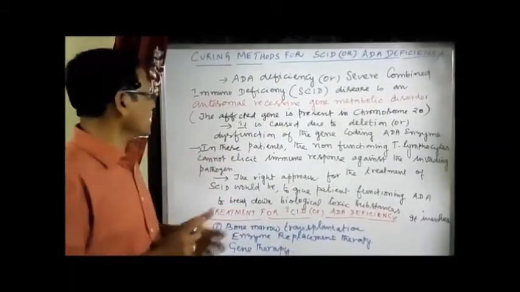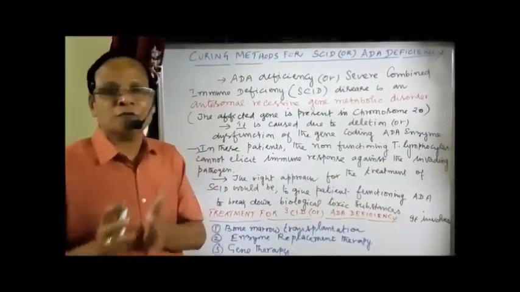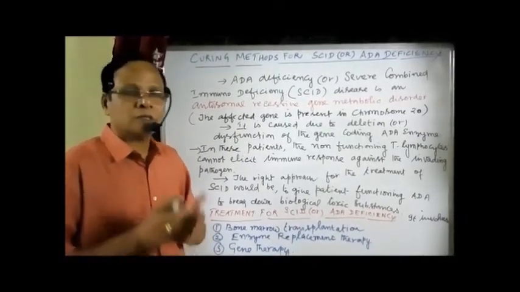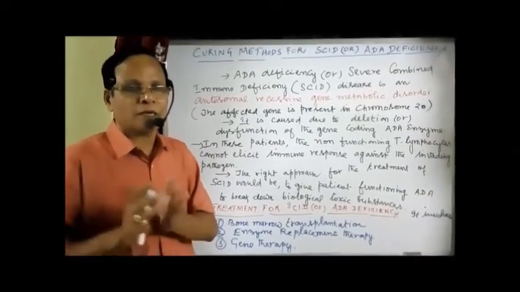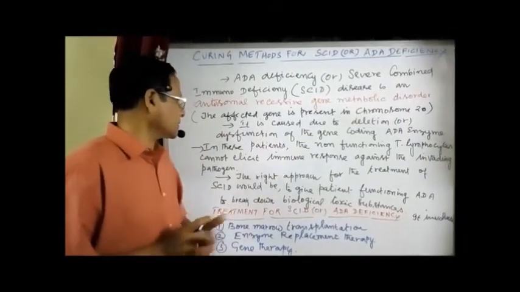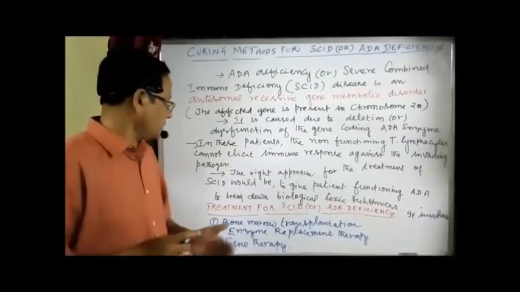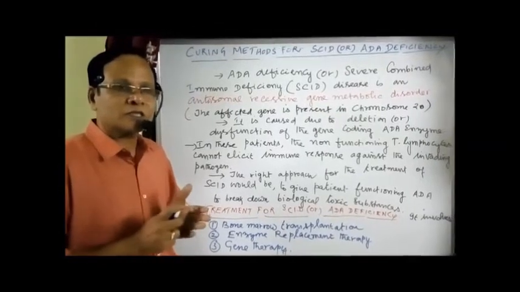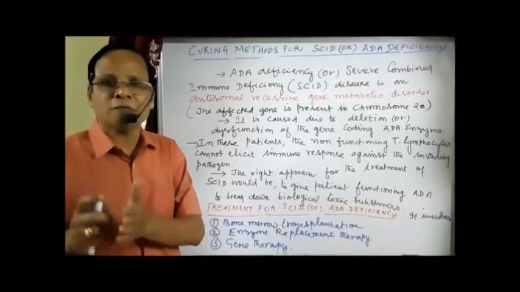So as a result, what is happening? In these patients, we have non-functional T lymphocytes. They are actually the defense mechanism of the body. So the T lymphocytes cannot elicit an immune response against the invading pathogen because they are non-functional, because of the absence of the enzyme. So the right approach for the treatment of the disease, namely SCID, would normally be to give functioning ADA, that is functional adenosine deaminase enzyme.